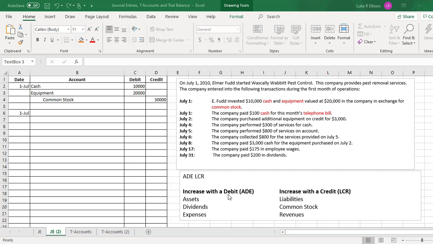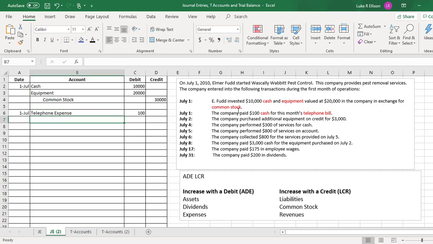So therefore, that's going to be a debit. So we can put telephone expense as our debit, and that's for $100. Secondly, we have a payment of cash. And we'll remember cash is an asset, but if we're paying cash, that's not an increase of cash, that's actually a decrease in cash. So we're going to have to do the opposite. So it's not going to be a debit to cash, it's going to be a credit to cash. So we'll put cash in here, and that's for $100.